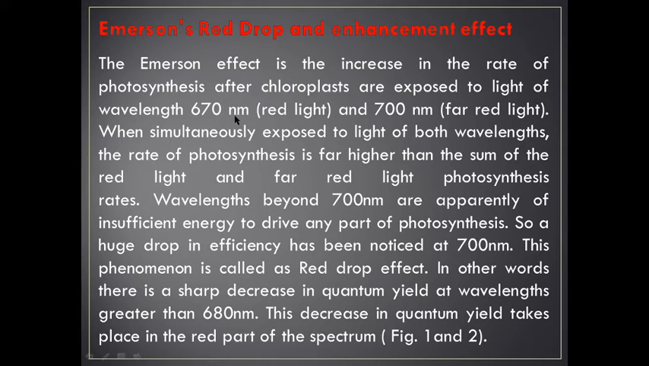That means in alternate fashion, light of 670 nanometer is given to the chloroplast for a few hours, and then for a few hours 700 nanometer of light. That means alternate fashion of red light and far red light. When simultaneously exposed to light of both wavelengths, the rate of photosynthesis is far higher than the sum of the red light and far red light photosynthesis rates.